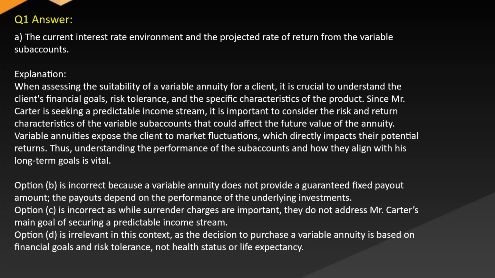Option C is incorrect as while surrender charges are important, they do not address Mr. Carter's main goal of securing a predictable income stream. Option D is irrelevant in this context, as the decision to purchase a variable annuity is based on financial goals and risk tolerance, not health status or life expectancy.